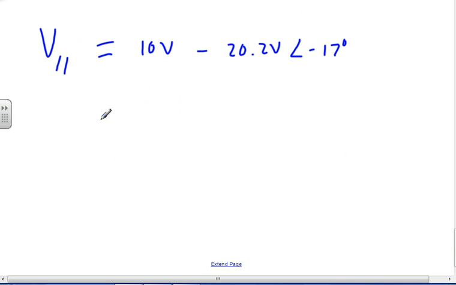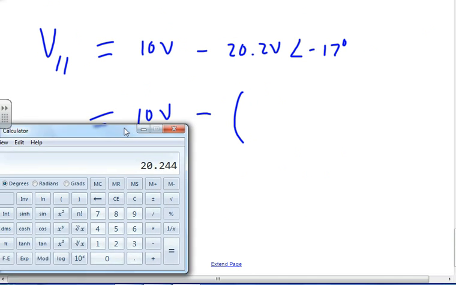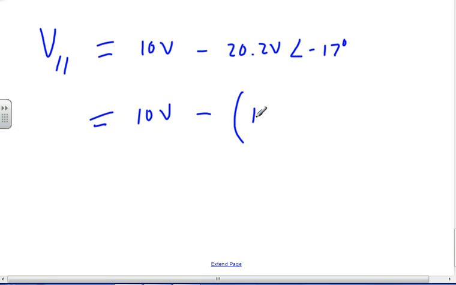All right, so that's 10 volts minus... Okay, so I need... how come my calculator is way down there? How come it's not up here where I need it? 20.2 times 17 with a minus sign, cosine, equals 19.3.